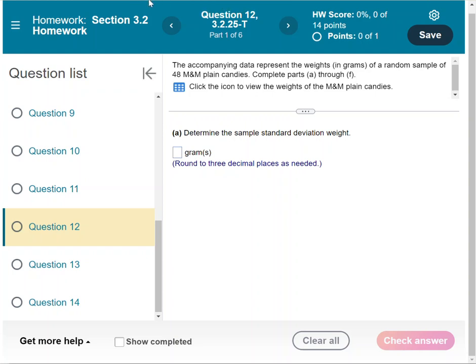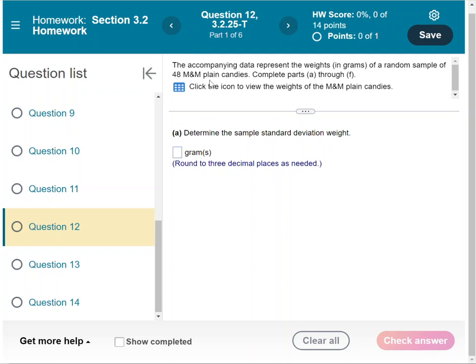Okay, in this video I will be doing problem number 12 on the 3.2 homework. And so let's go ahead and get started. In this problem we're going to be using the empirical rule, but we're also going to check it by actually counting what percent of the data falls within the percentages that the rule gives us. So let's go ahead and get started.